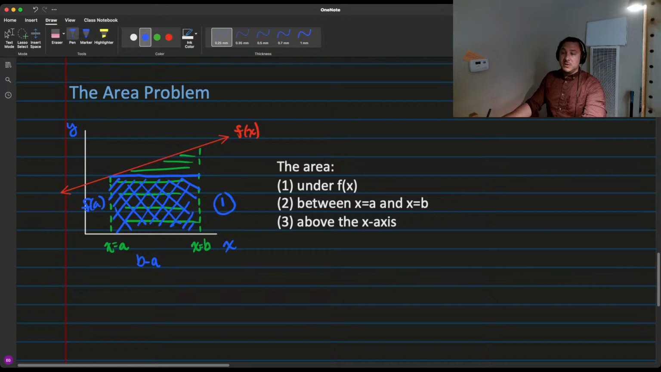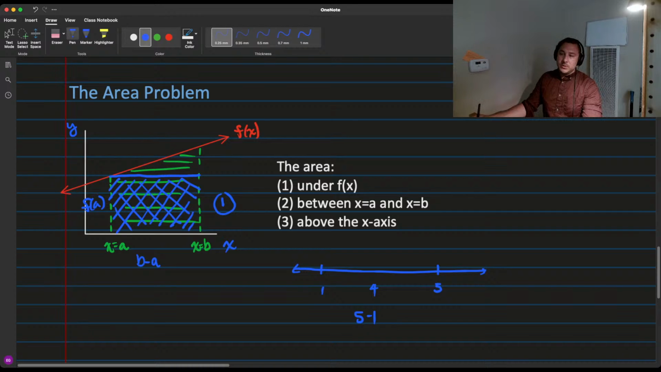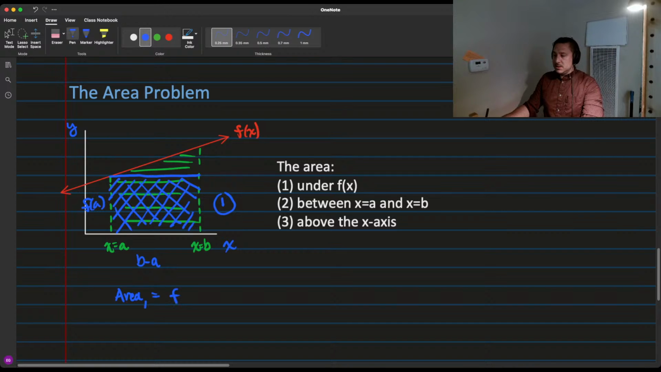No, a b would not be it, you want the difference between them. If you ever want to see that it works, let's draw it on a number line. If this is 1 and this is 5, how far is 1 from 5? 4, and that's equal to 5 minus 1. It always works. The distance between two numbers is you take one of the numbers and subtract the other number. Either way, the area of region 1 is just the height times the width, which is f of a times b minus a. That's your height, that's your width.